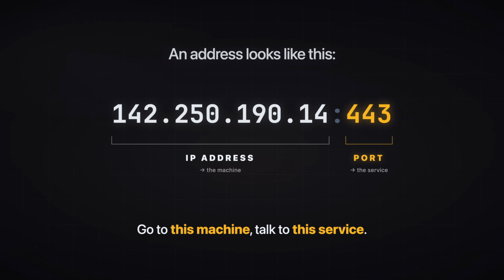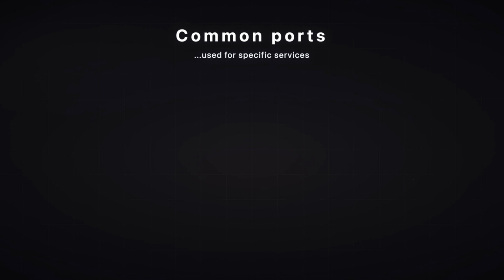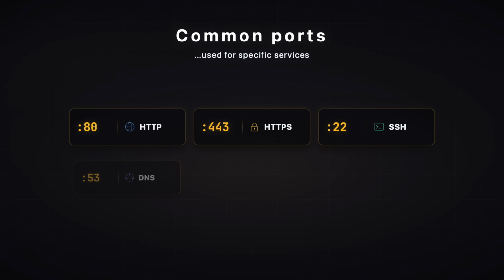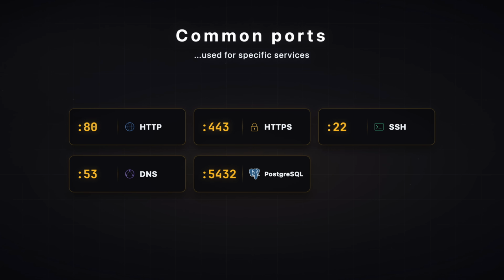Some port numbers are commonly used for specific services. Port 80 is usually used for HTTP. Port 443 is used for HTTPS. Port 22 is used for SSH. Port 53 is used for DNS. Port 5432 is commonly used for PostgreSQL. And port 6379 is commonly used for Redis. You do not need to memorize all of them right now. Just remember that different services often use different ports.